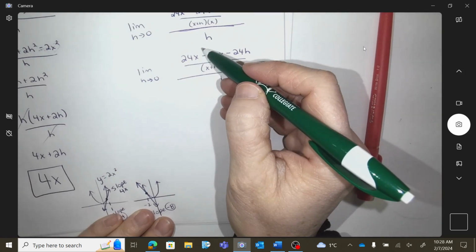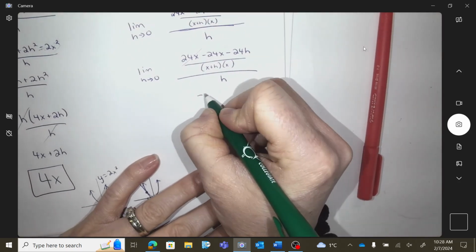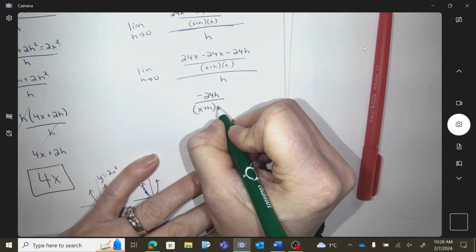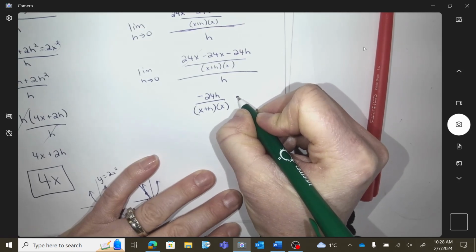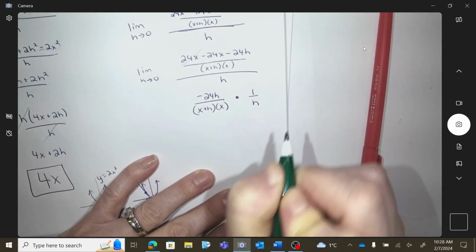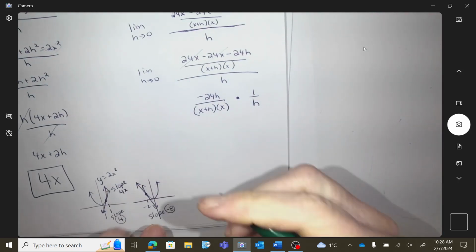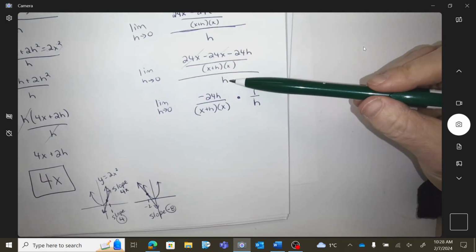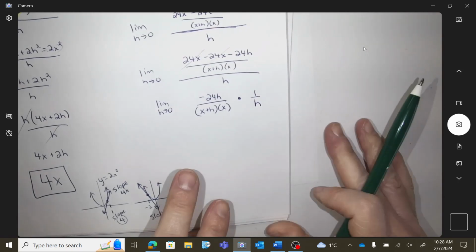Okay, now here's the next thing I'm going to do. 24x minus 24x, I can get that out of there. Are you okay if I times and flip? So instead of dividing by h, I'm going to times by the flip. That okay?